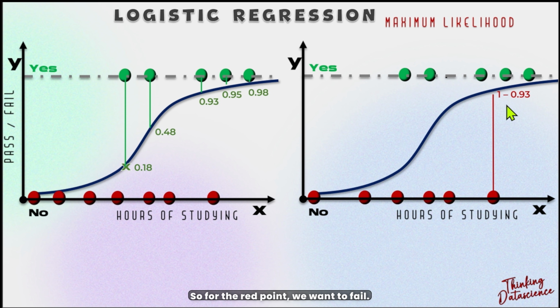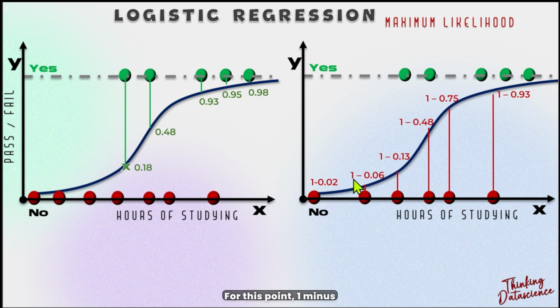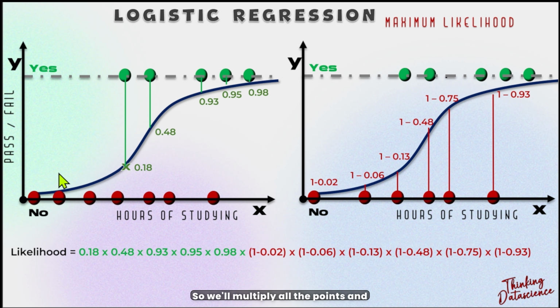For the red point, we want a fail, so we'll subtract it from 1. So 1 minus 0.93. Similarly, for this point, it's 1 minus 0.75. For this point, 1 minus 0.48. For this point, 1 minus 0.13. For this point, 1 minus 0.16, and this 1 minus 0.1. All these red points show the likelihood of failing, so we are subtracting the passing percentage from 1. Our likelihood will look like this. We'll multiply all the points and calculate the likelihood.